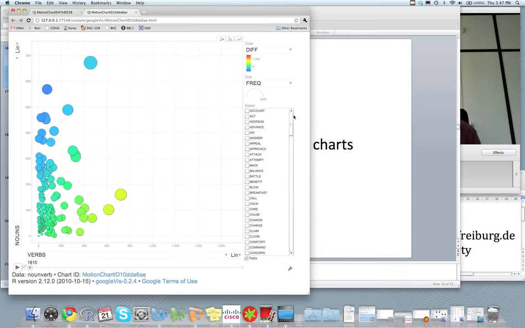So what does that look like? All right, here's the graph, and you see we've got the verb frequencies on the x-axis and the noun frequencies on the y-axis. The more yellowish stuff is verby, and the bluish stuff is nouny. So head and name are predominantly nouns, and look and call are predominantly verbs.